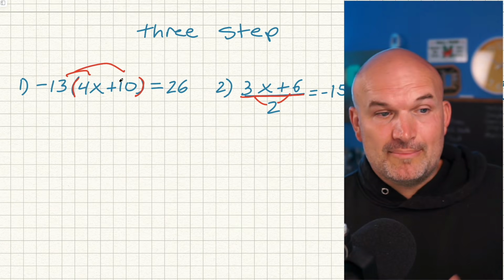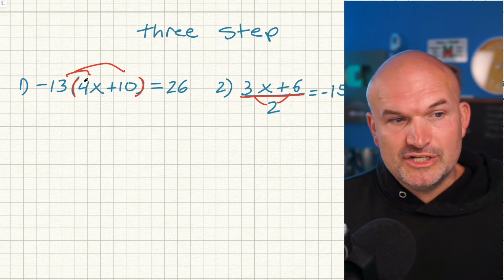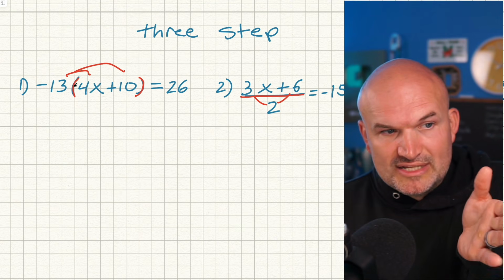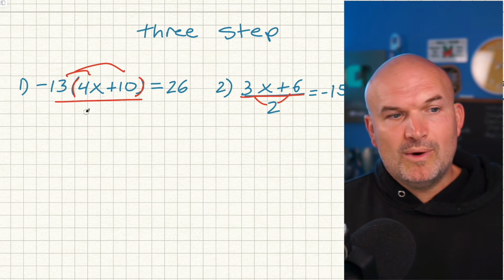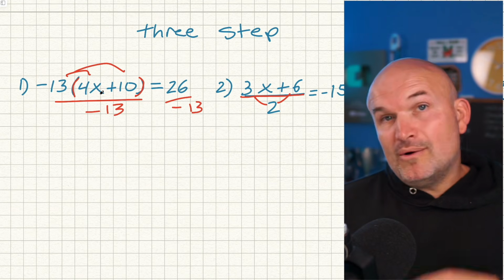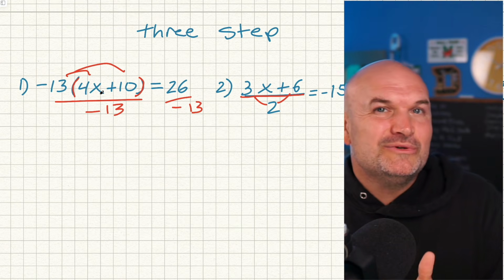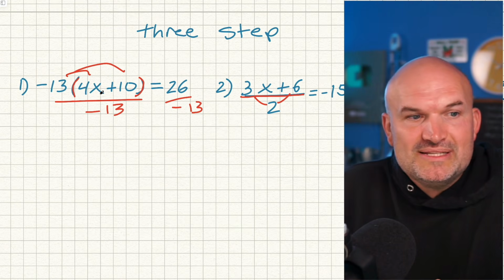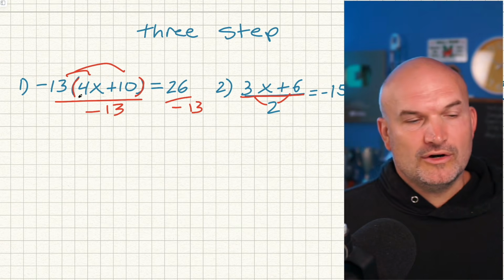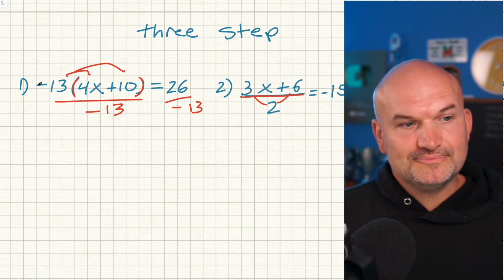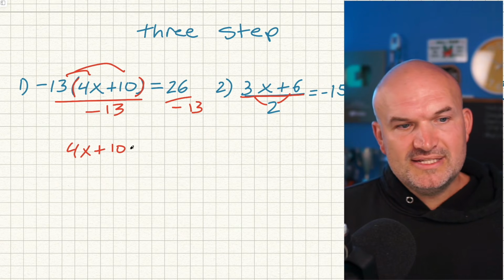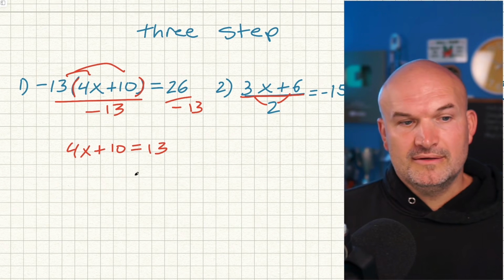Well, instead of applying the operation, we can also undo the operation that's being applied to your grouping symbol. Inside this grouping symbol is being multiplied by negative 13. So why don't we just divide by negative 13 on both sides? I know I said undo addition and subtraction first, but that addition and subtraction is inside of the grouping symbol. So let's undo the grouping symbol so then we can apply that 2-step process. So when I divide by negative 13 on both sides, I get 4x plus 10 is equal to a positive 13.